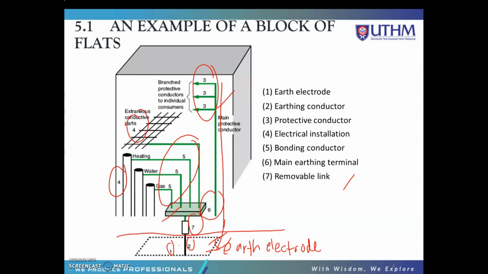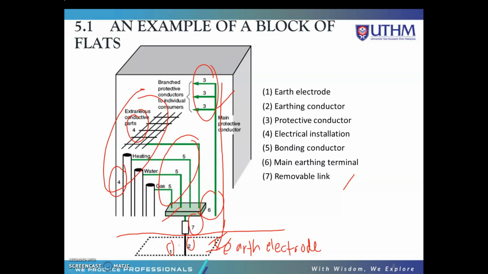Number four is the electrical installation. Electrical installation is the electrical wiring or cabling and associated devices such as switches and distribution boards in a structure.